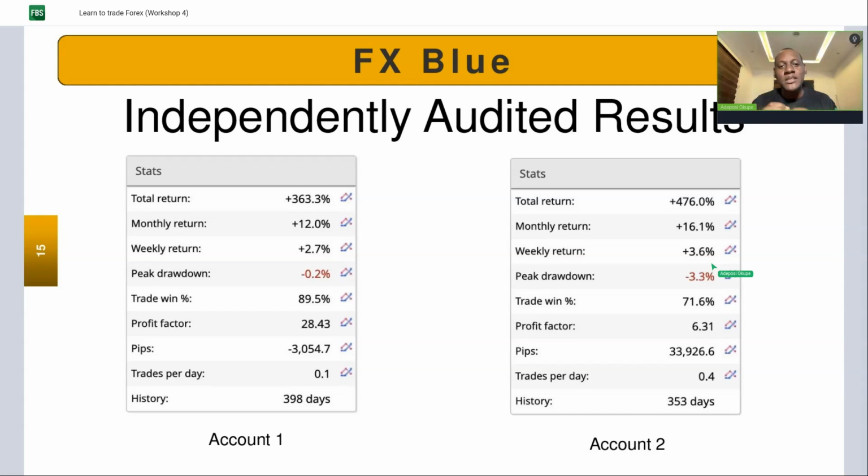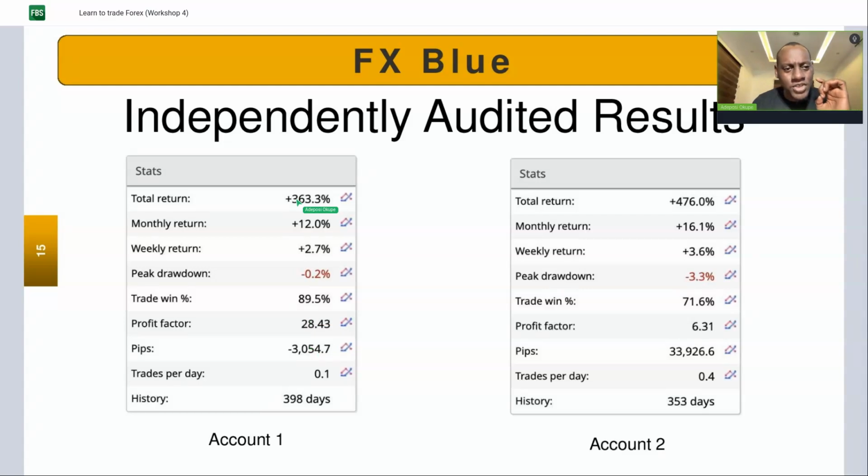These are my independently audited results. This is my account. This is on FX Blue. FX Blue is like my FX book. They are statistics websites. You plug your trading account to them, and then they give you the statistics of your trading. They log every trade. They give you charts and statistics. So this is my main account here, account 1. This is my personal account, which I'm going to show you on this webinar, so don't worry.